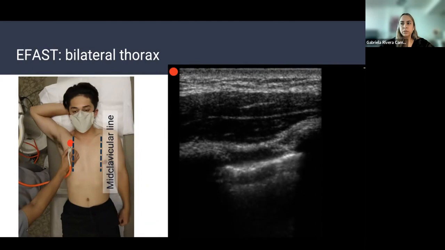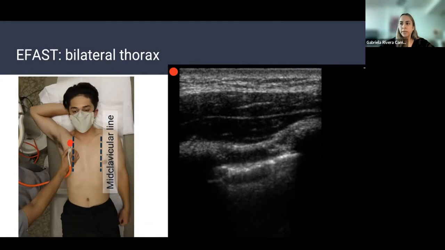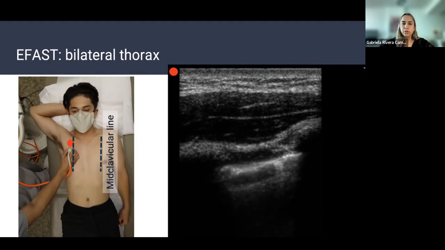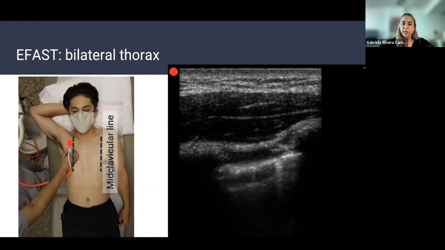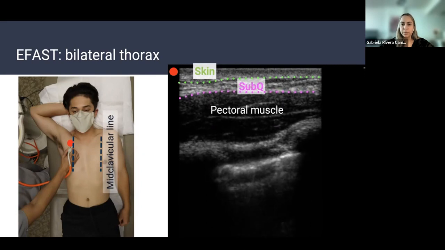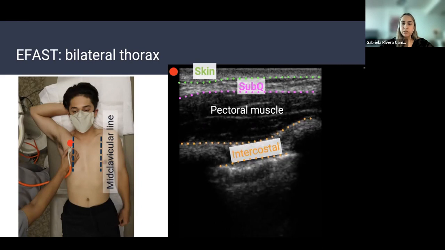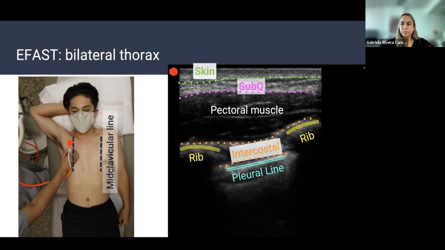Lastly, the thoracic views are obtained with the probe on the anterior chest wall at the mid-clavicular line with the indicator towards the patient's head. The image on the right demonstrates the landmarks of the chest wall. First, we have the skin, then the subcutaneous tissue and the pectoral muscle. Deep to that, we have the intercostal muscles and the ribs. The pleural line is deep to the ribs.